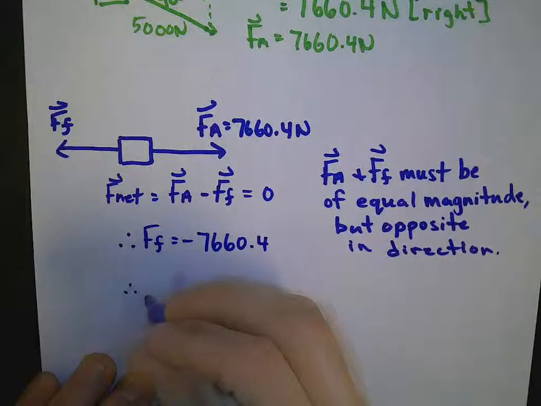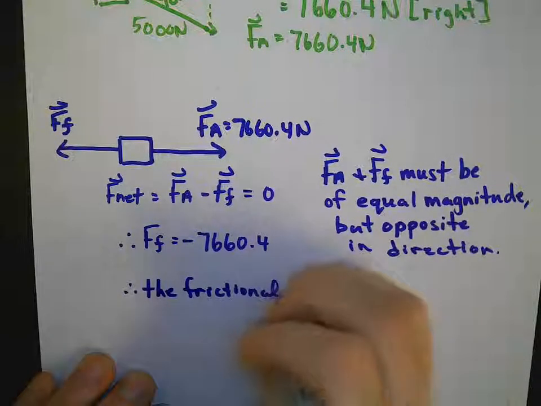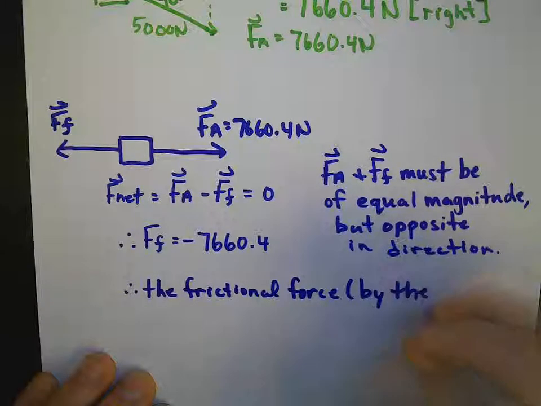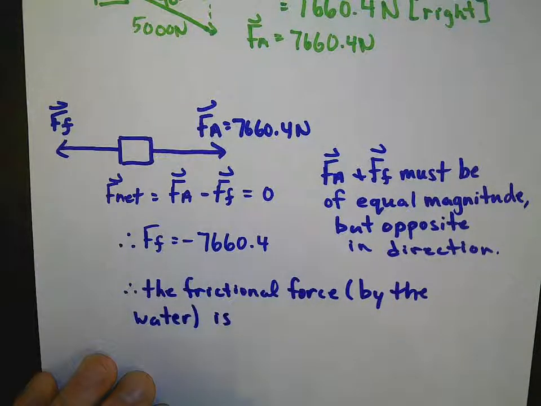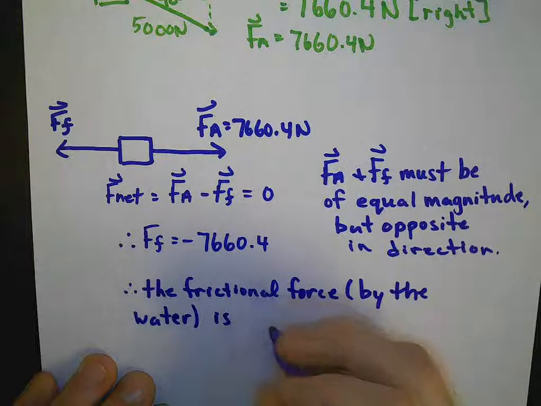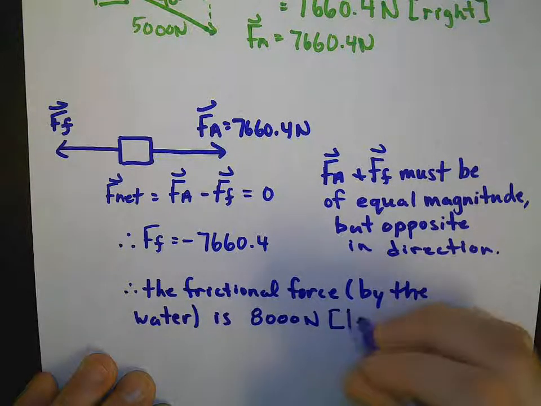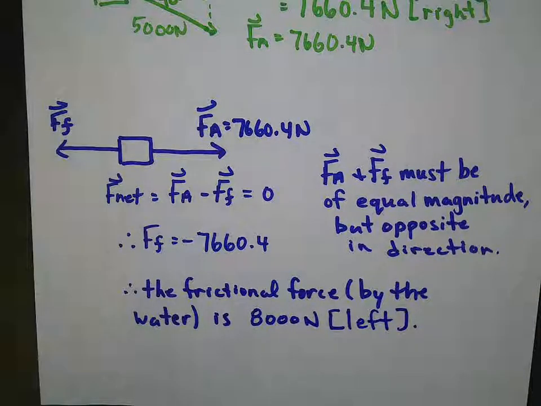So therefore, the frictional force, or the force applied by the water, is, because this has to be one significant digit, 8,000 newtons, let's say left, because we're operating in the opposite direction. And I hope that helps for some of Newton's problems in one dimension and in two dimensions.